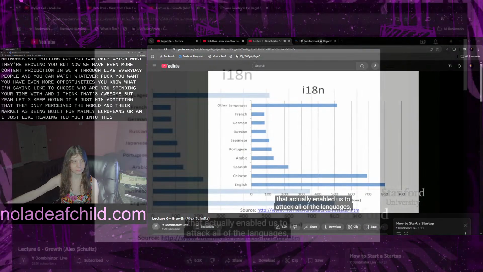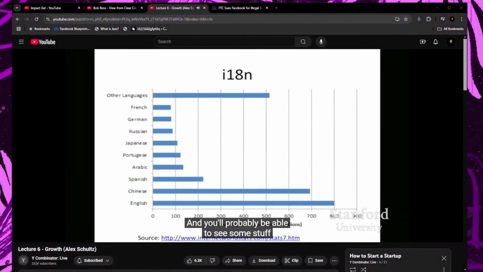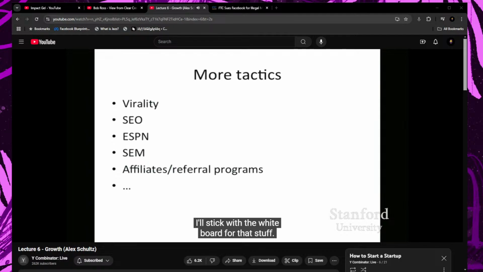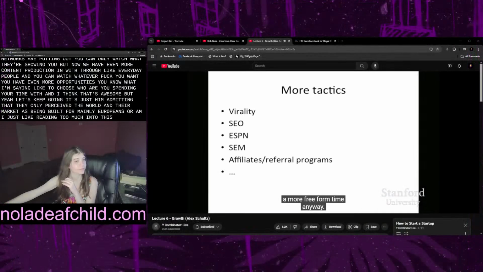Enabled us to attack all of the languages so we could be ready for where the future is going to be. And you'll probably be able to see some stuff from our Internet Org Summit in India about where we want to go with language translations later today, because I think they're talking about that stuff there. So these are the tactics I want to go through now, and I'll stick with the whiteboard for that stuff. But I'd really encourage you guys as I go through these, if you've got any questions about them, let me know. I think this should be like a more free-form time anyway, but I think some of these tactics are quite interesting.